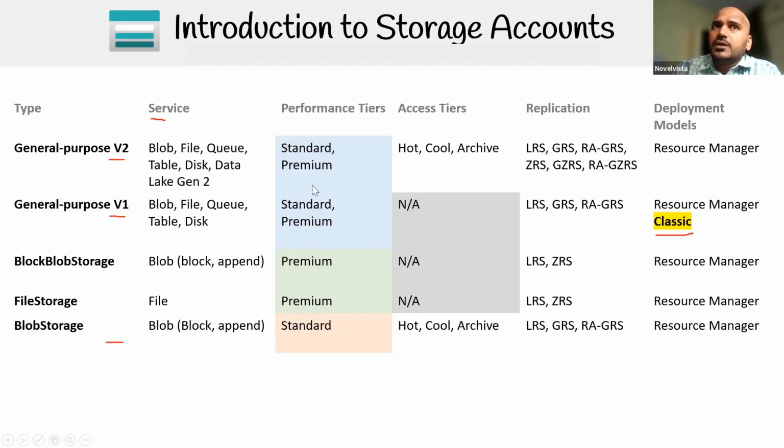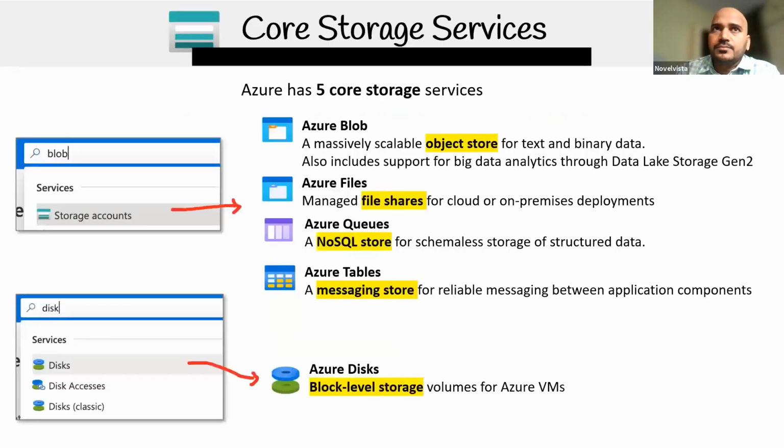The performance tier is standard and premium. The access tier is hot, cool, and archive. I'll talk about what they are. And these are the replication topology, and this is the deployment model. The resource manager deployment model is what we have been using right from day one. When you provisioned your first service, you used resource manager, because the classic we don't use at all.